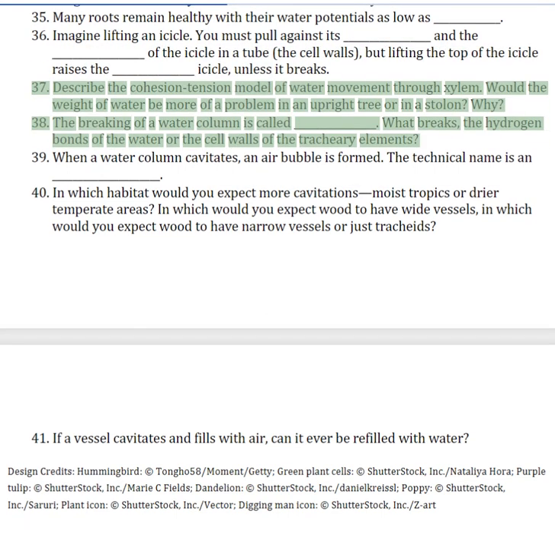37. Describe the cohesion-tension model of water movement through xylem. Would the weight of water be more of a problem in an upright tree or in a stolon? Why? 38. The breaking of a water column is called ___. What breaks: the hydrogen bonds of the water or the cell walls of the tracheary elements?